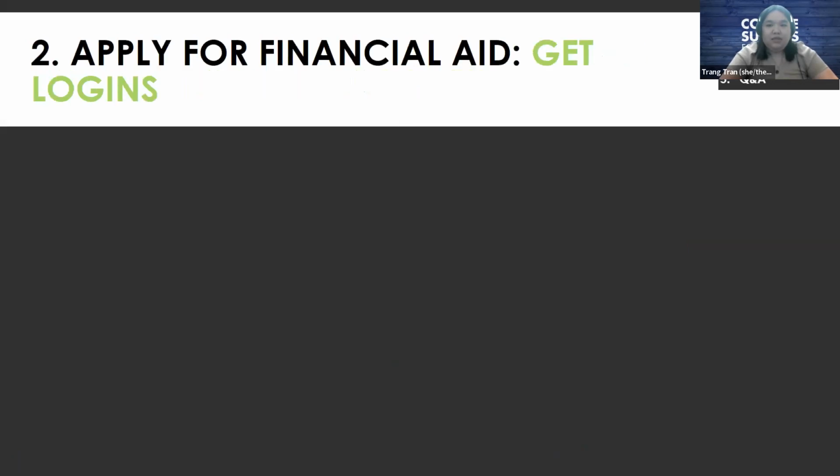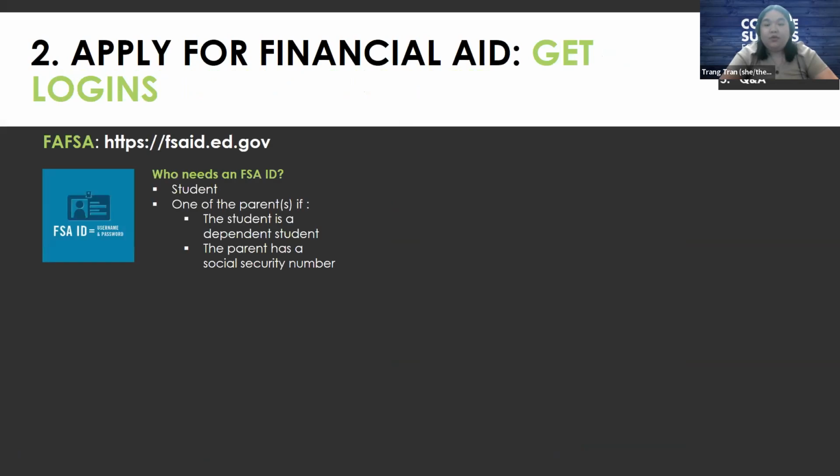All right, so once a student knows which form they are applying for, the next step is to create an FSA ID or WASFA account. For those who are filing a FAFSA, they will need to create an FSA ID for themselves and one for a parent if they are a dependent student and if their parent has a Social Security number. We will define dependent student in the next slide.